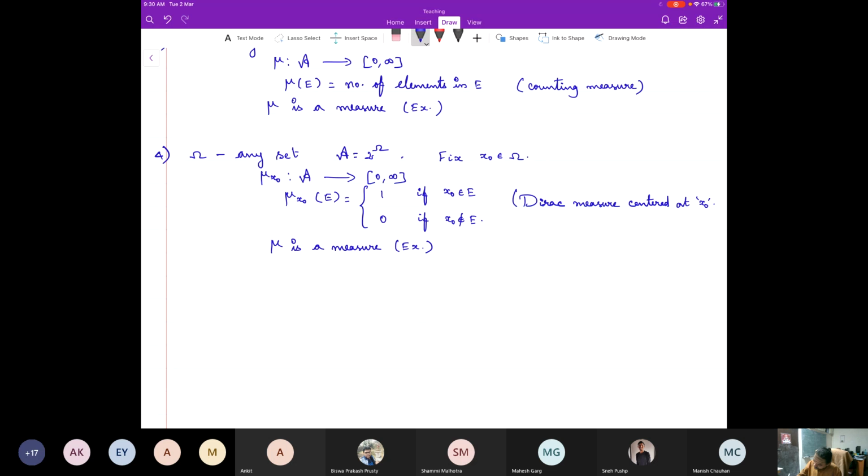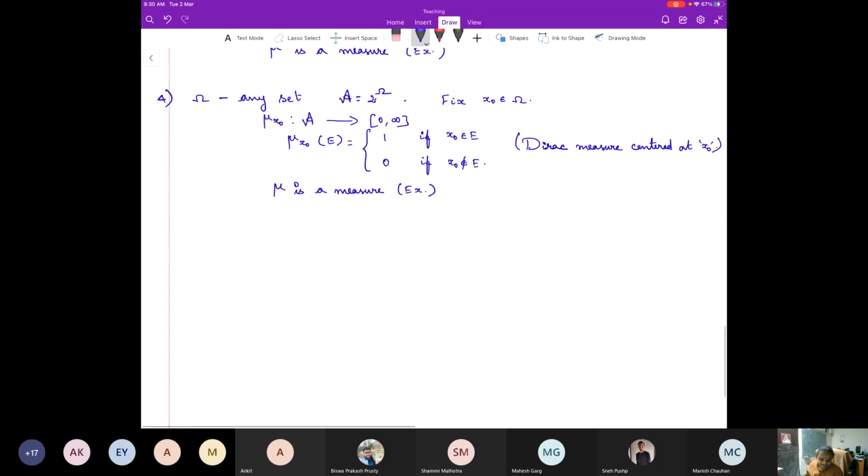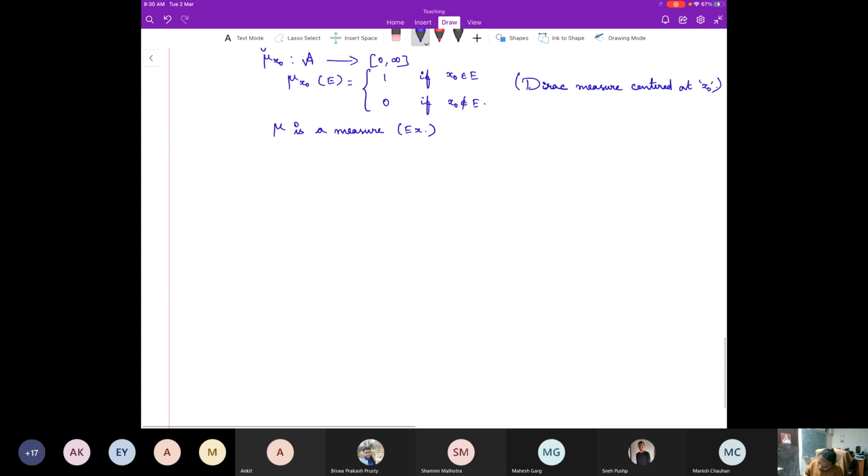Yeah, the previous one is the counting measure. This is the Dirac measure centered at x naught. So this triplet, omega, A, mu, that is, you have a set, a sigma algebra, and a measure. This is what is known as a measure space.